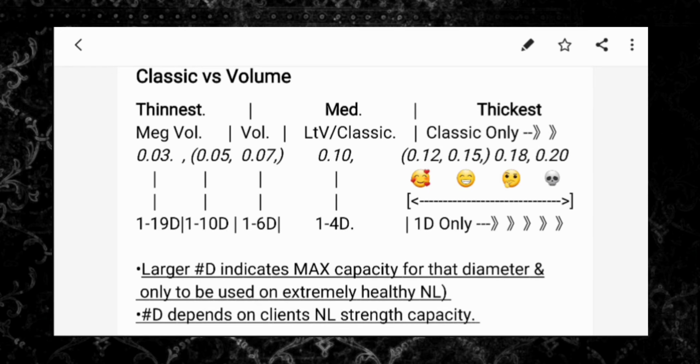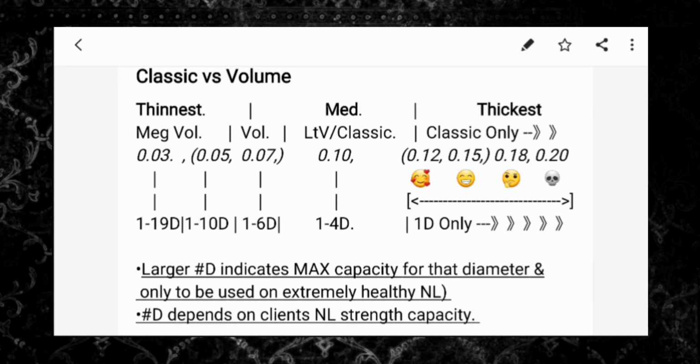Normally, if you were to measure a person's natural lash, the measurement would be somewhere between 0.05 and 0.07. That's why I have those two in parentheses. If you move over, the 0.12 and the 0.15 would be suitable for those lashes. That's why those are going to be your favorites. I hope I explained this.